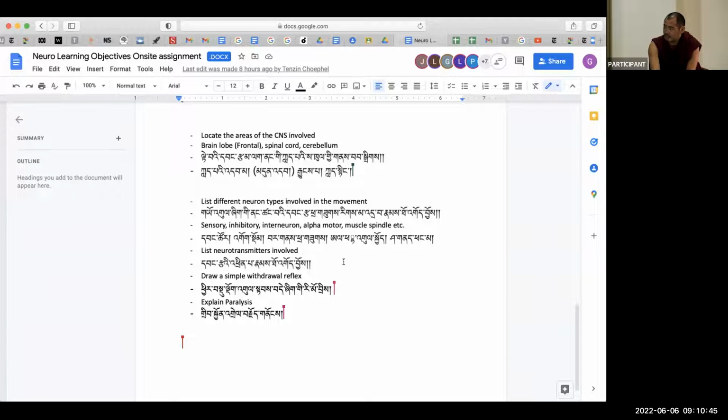And if they're able to do these things with the neurons and the neurotransmitters involved, they should be able to put it together to draw a simple withdrawal reflex.